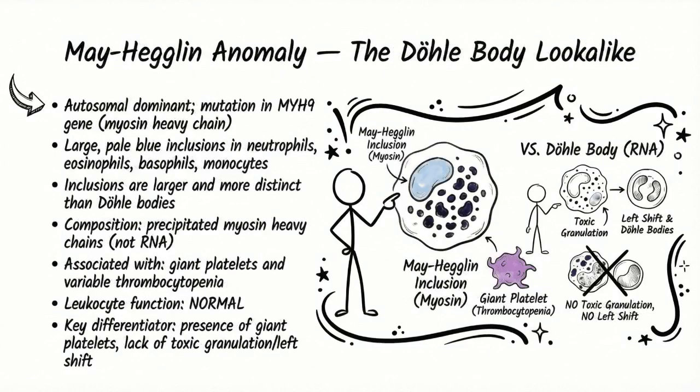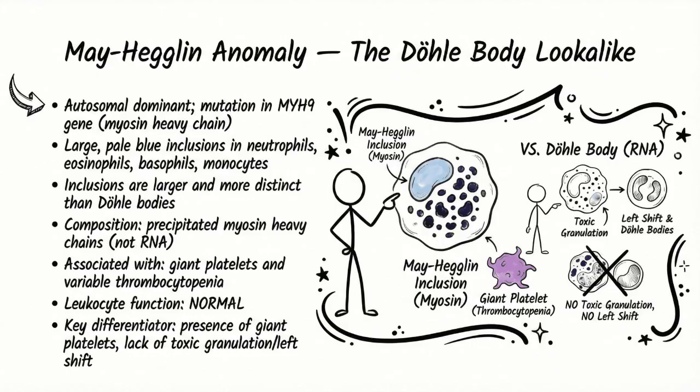May-Hegglin anomaly is another inherited condition that can fool you, this time by mimicking dull bodies. It's caused by a gene mutation that affects how certain proteins are made, leading to these large, basophilic inclusions in white blood cells. These inclusions look a lot like dull bodies, but they're not the same. May-Hegglin inclusions are made of precipitated myosin heavy chains, not ribosomal RNA, and they appear in all granulocyte types: neutrophils, eosinophils, basophils, and even monocytes. True dull bodies are usually only in neutrophils.